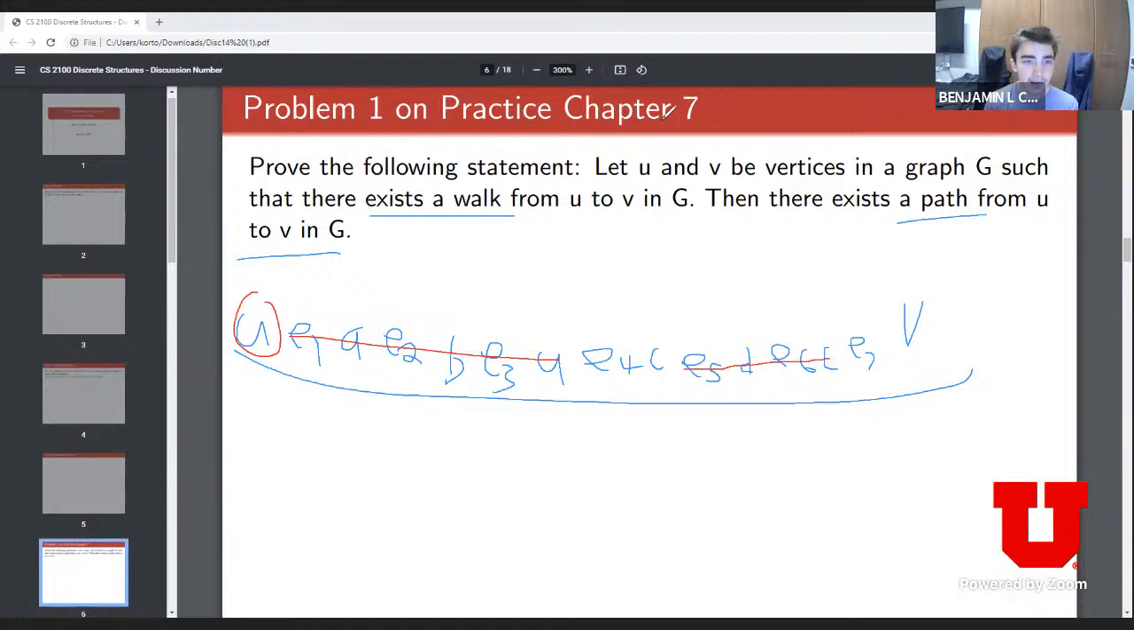And what we're left with for this particular walk is a path from U to E4 to C to E7 to V. And this is pretty easy to generalize, right? We can take any walk, we can get rid of all the circles, and we still end up at the same place, and we don't repeat any vertices. So if there's a walk from U to V, there must be a path from U to V. Everyone agree with that?